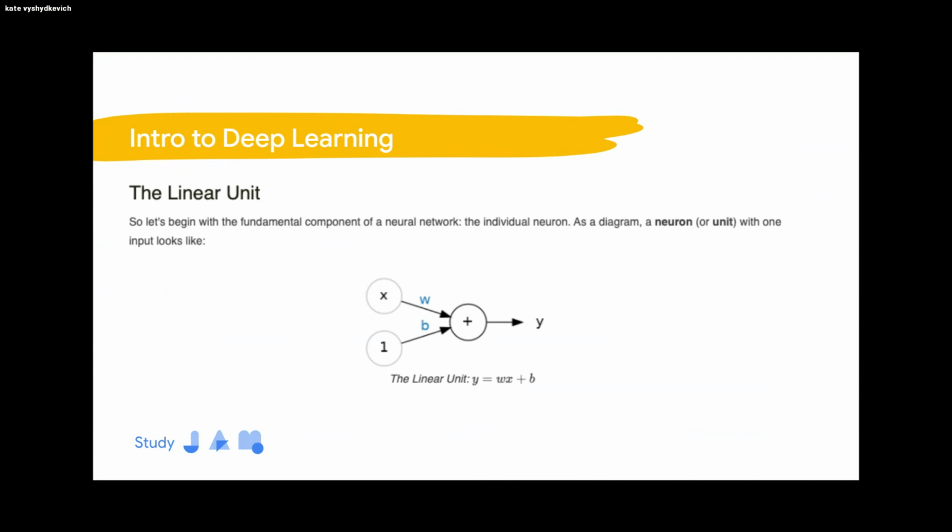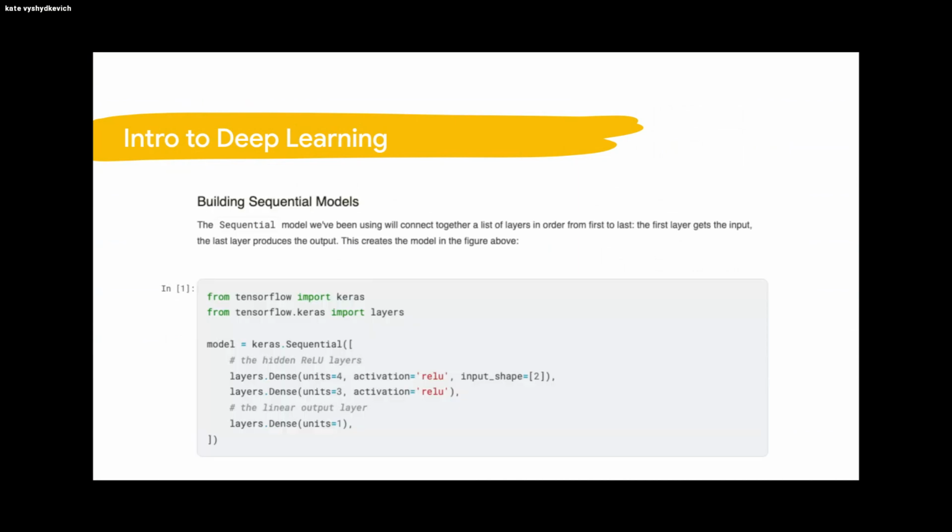This course begins with the linear unit, which is a basic building block of neural networks. You'll learn how input, weights, and biases interact and how to create linear models using Keras. You'll learn how to use Keras Sequential to build neural network models, defining dense layers and input shapes. The course emphasizes practical application, allowing you to create models for various tasks.